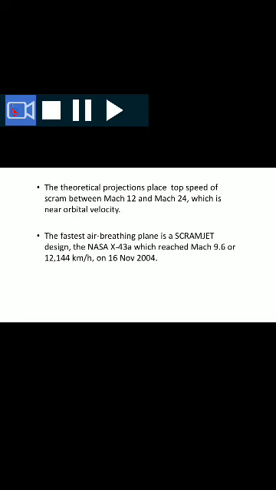Theoretically, the top speed of a scramjet engine will reach a Mach number between 12 and 24, which is nearly orbital velocity. The fastest air-breathing plane is a scramjet design, the NASA X-43A, which reached Mach 9.6, or 12,144 km per hour, in testing on 16th November 2004.